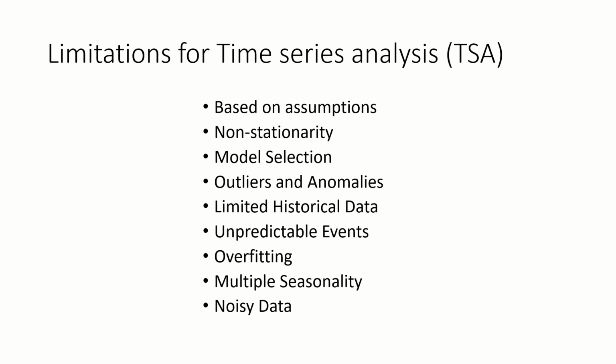making forecasting difficult. Overfitting. Overfitting occurs when a model fits the data too closely, making it less robust to new data and reducing its forecasting accuracy. Multiple seasonalities. Some time series have multiple seasonal patterns that can be difficult to model and forecast accurately. Noisy data. Time series data can be noisy and contain errors.